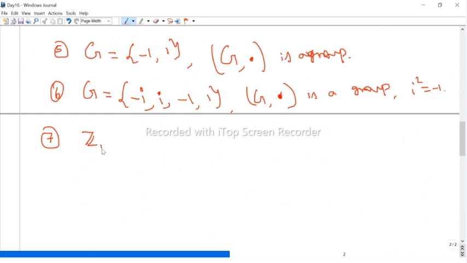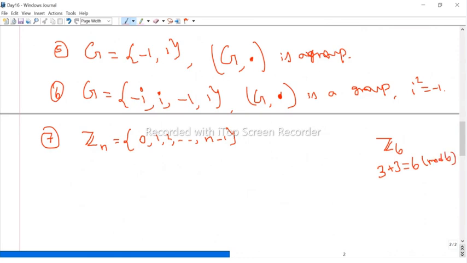The next one is Z suffix n, that is the set of all integers modulo n. It contains the elements 0, 1, 2 up to n minus 1. Here addition is modulo n addition. What does modulo n addition mean? Suppose, for example, in Z6, you are adding 3 plus 3. Your answer is 6, but you take modulo 6.